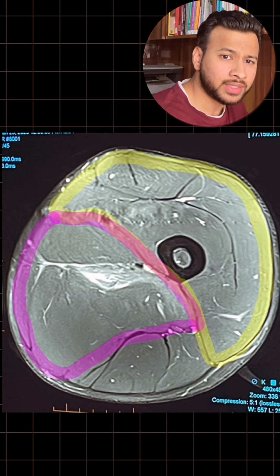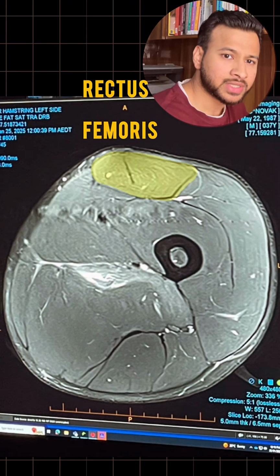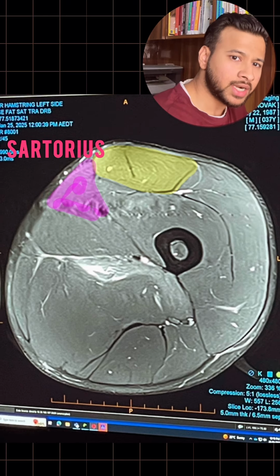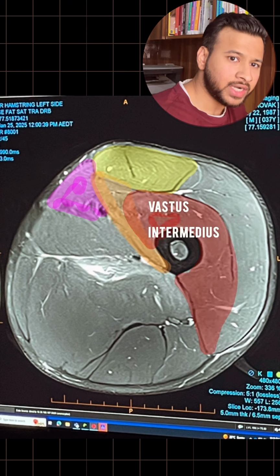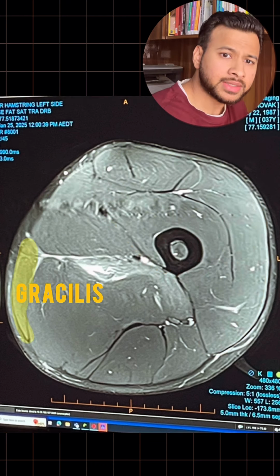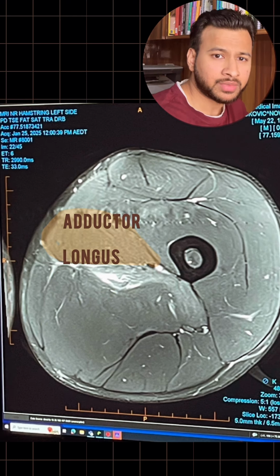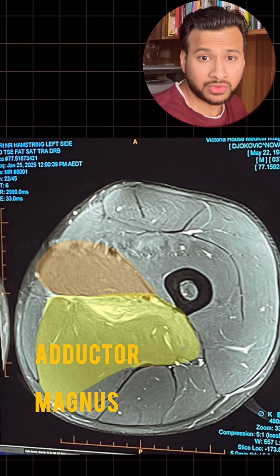We know that in the thigh there is an anterior, medial and posterior compartment. So this yellow one is the rectus femoris muscle in the anterior compartment. This pink one is sartorius, which is located medially. With orange color I have shown vastus medialis, red one is vastus intermedius, and on the lateral aspect we have vastus lateralis. Medially this sickle shaped muscle is actually gracilis, and with brown color I have shown adductor longus, and with yellow color I have shown adductor magnus, which is actually torn in this case.